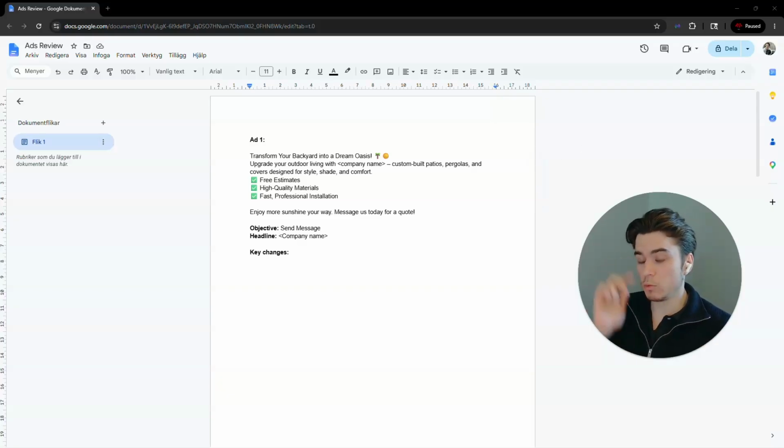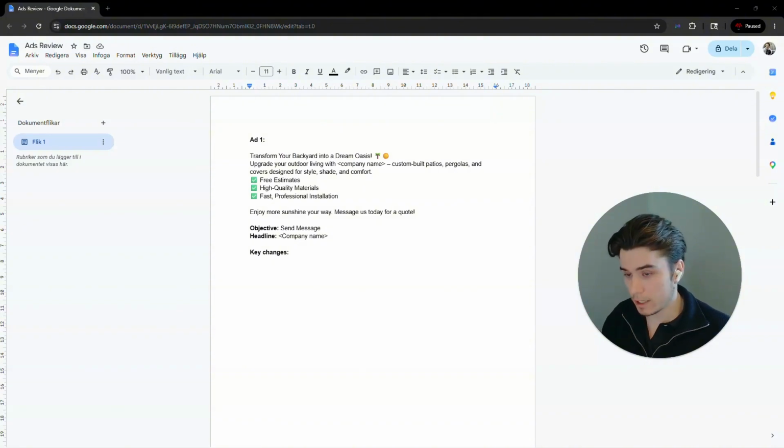So beginning with the first ad right here. This was a company in California and what they are saying in their ad is this: Transform your backyard into a dream oasis. Upgrade your outdoor living with company name. Custom built patios, pergolas and covers designed for style, shade and comfort. Free estimates, high quality materials, fast and professional installation. Enjoy more sunshine your way. Message us today for a quote. So this is basically the standard sort of AI ChatGPT generated Facebook ad.